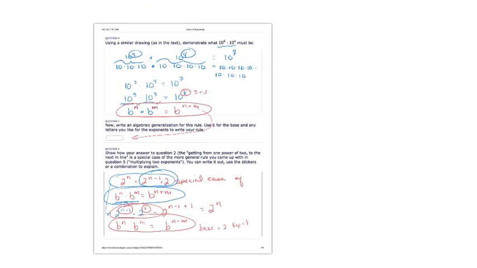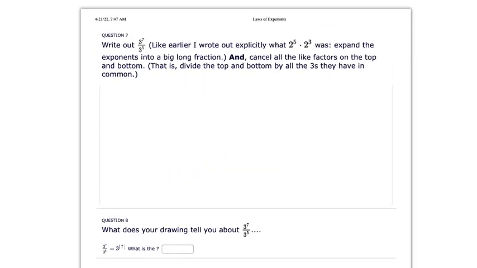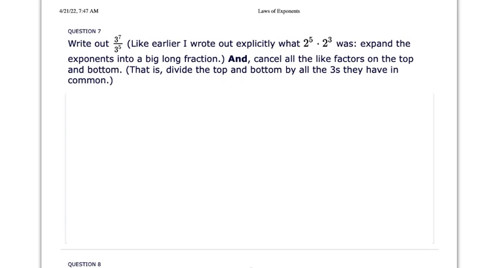All right, so let's move on here. Try and speed this up. Question 7, write out 3 to the 7th over 3 to the 5th, just like it was done with 2 to the 5th times 2 cubed. Expand the exponents into big, long fractions. And so we can see we've got a fraction, and then cancel out like factors on the top and bottom.